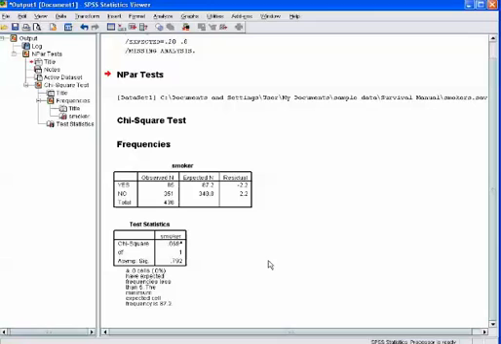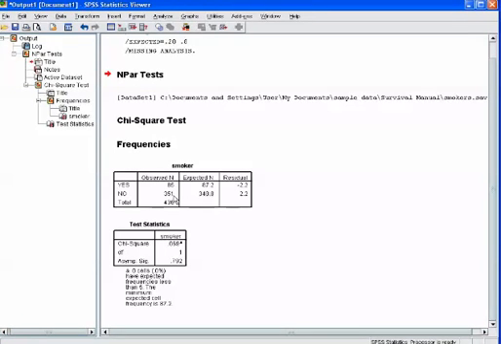In the first table, you have observed and expected frequency. The observed frequency is the actual number of cases in your data file. So there are 85 respondents who say they smoke, and there are 351 respondents who say they do not smoke.